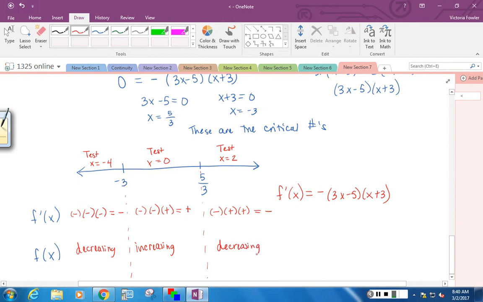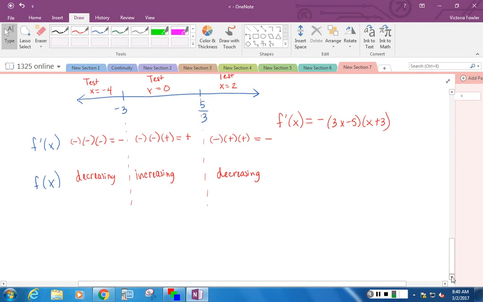function was decreasing. So I've, pardon the loud noises there, found my critical numbers. They're actually located right here. They assist me in creating my number line, and I'm going to test on either side of those. So for the rest of this problem, I'm going to say that my function is decreasing, and I'm going to provide those intervals.